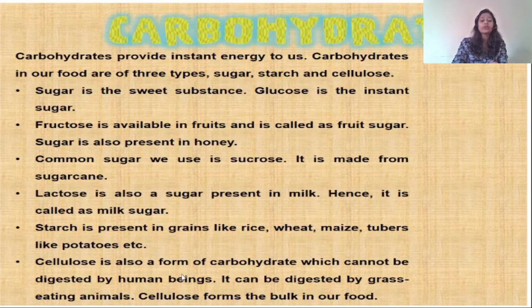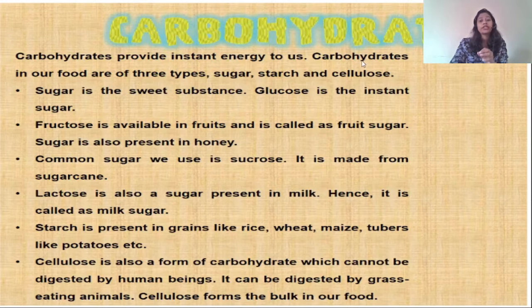Cellulose is also a form of carbohydrate which cannot be digested by human beings. I told you when I spoke about the three types of carbohydrate, sugar, starch, and cellulose, that we are talking about the animal kingdom. So sugar and starch we can eat and our body can digest clearly, but cellulose we cannot digest, because it is digested only by grass eating animals, because inside their gut they have a special bacteria to digest this cellulose.